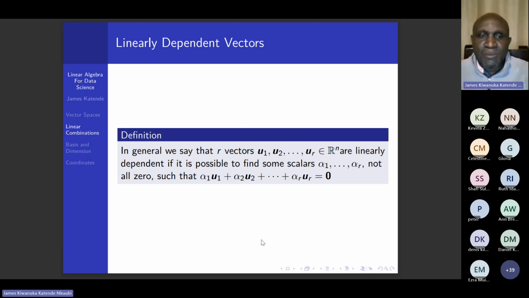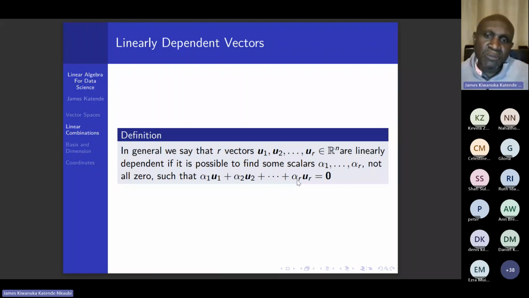So there's a more general, more formal way of defining linear dependence. And this is how it goes. We define this for a general vector space Rn. So if you have r vectors from Rn, so each of these is a vector in Rn, we'll say that they're linearly dependent if you can find r scalars, that is alpha 1 up to alpha r, and not all of them should be 0. At least some of them should be non-zero, such that if you set up this linear combination, you get 0.